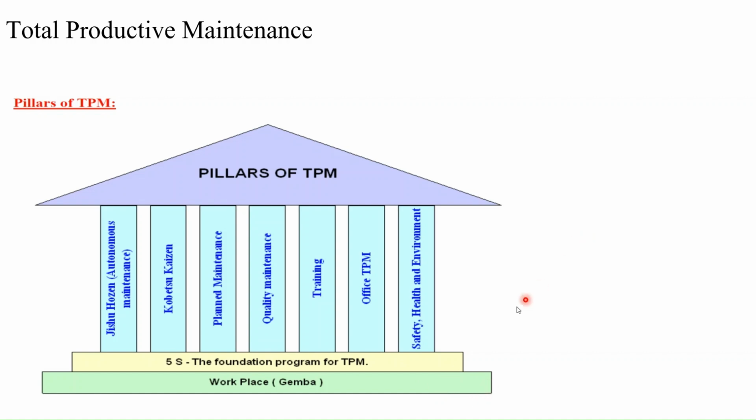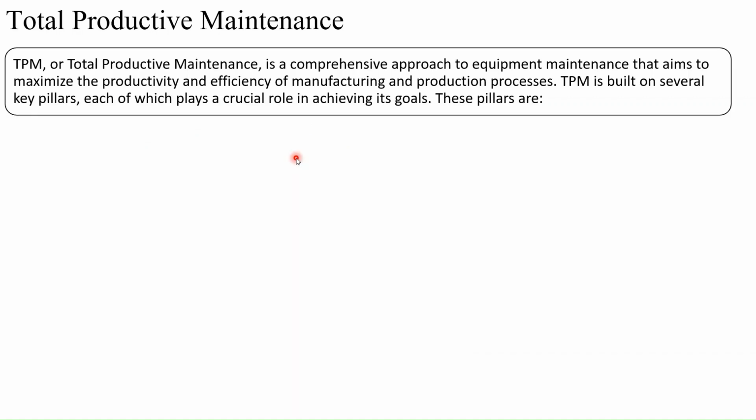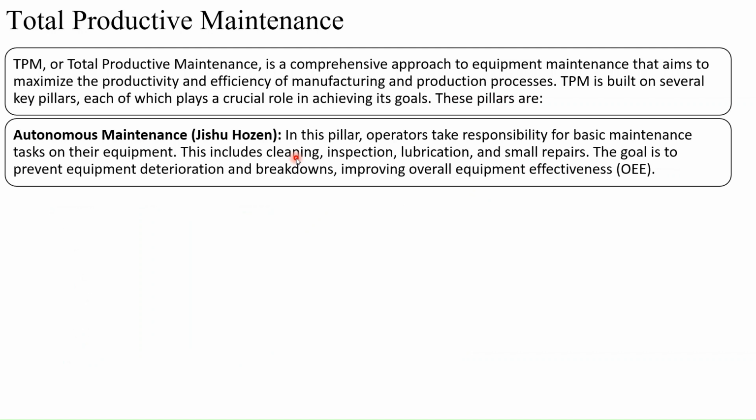Rooted in Gemba, the actual workplace, and 5S: sort, set in order, shine, standardize, sustain. TPM, or Total Productive Maintenance, is a comprehensive approach to equipment maintenance that aims to maximize the productivity and efficiency of manufacturing and production processes. TPM is built on several key pillars, each of which plays a crucial role in achieving its goals.